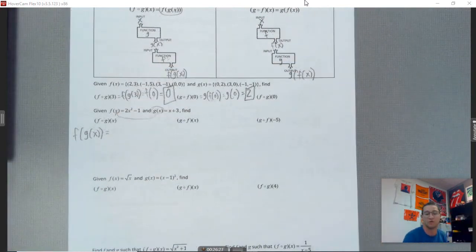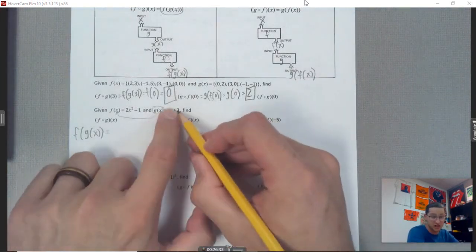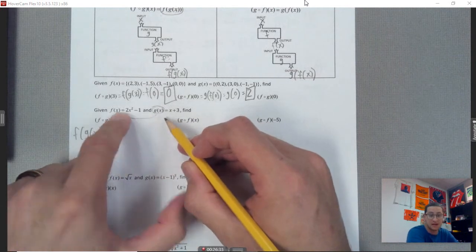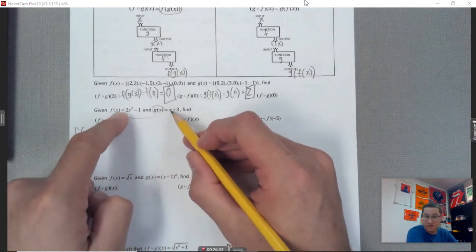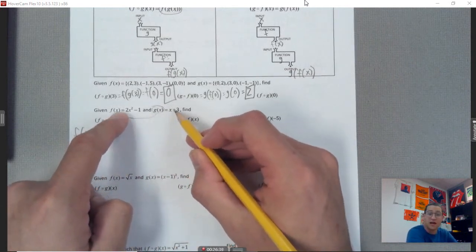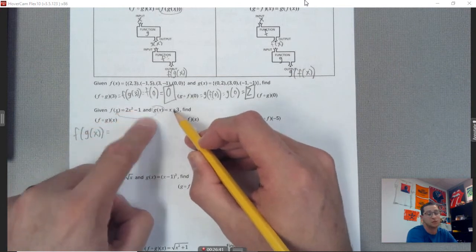Because that's what we normally do. If it's like f of 2, we're going to write 2 everywhere I see an x. But this time, I'm going to write g of x everywhere I see an x. Well, what is g of x? G of x is x plus 3. So I'm going to write x plus 3 everywhere I see an x in this equation.